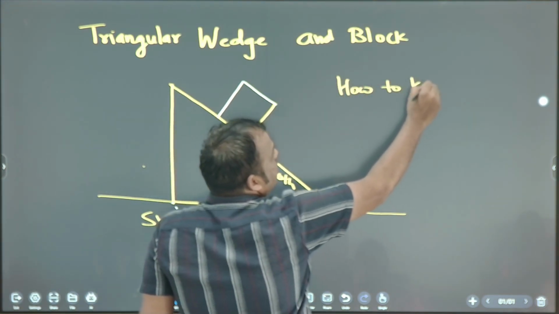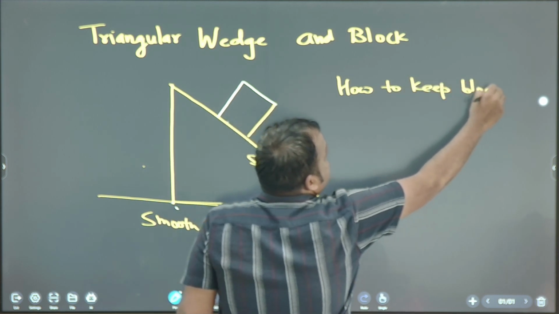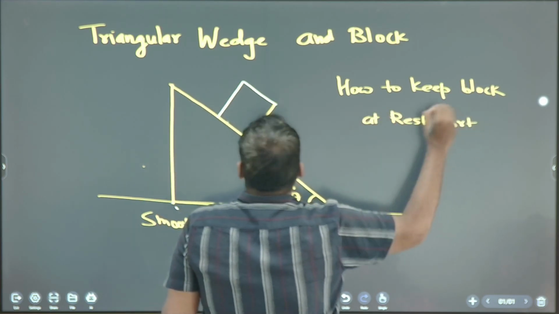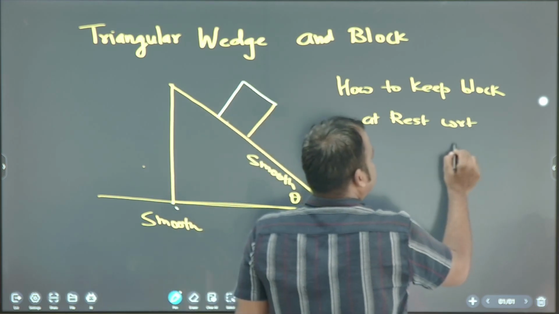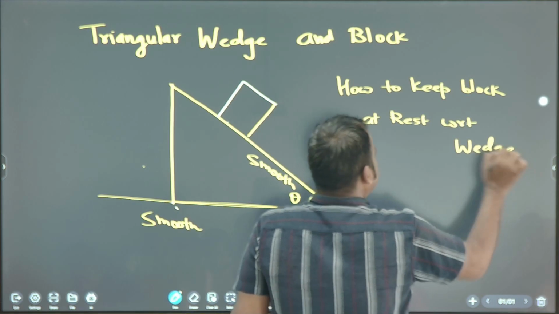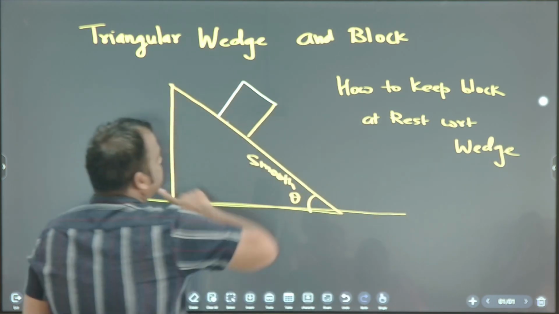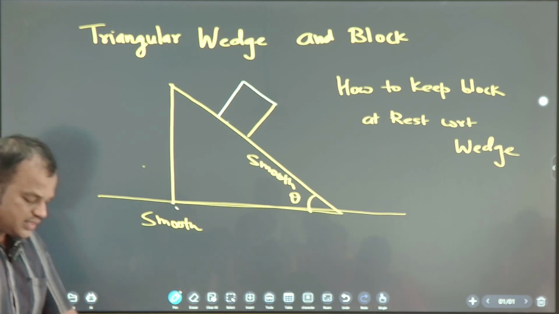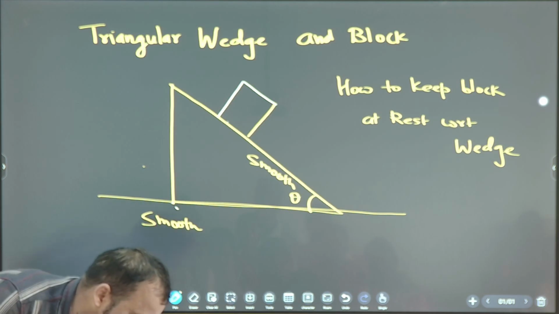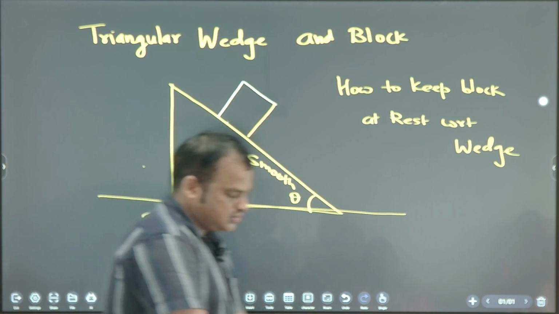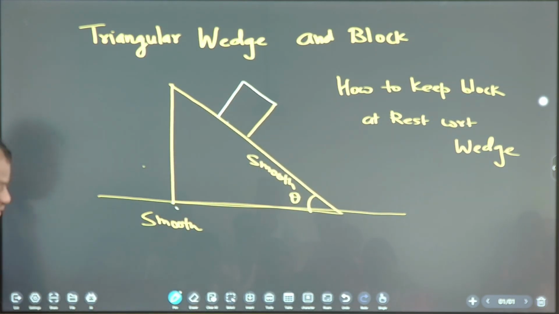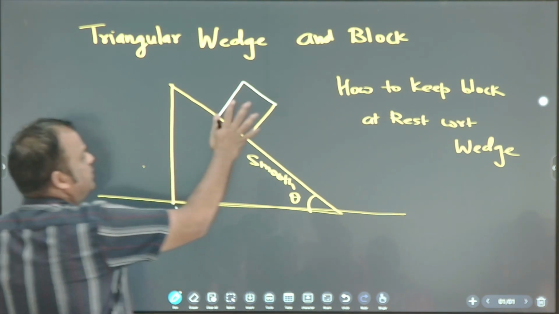How to keep the block at rest with respect to this triangular wedge? The triangular wedge is like this. This is a triangle. Actually, I can use this chair also. This is the inclined surface. If you move it like this with very fast speed and you keep the block here, then it will not slide.